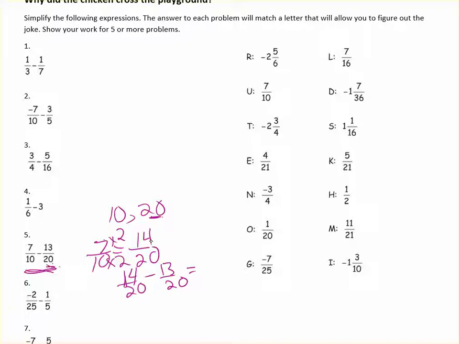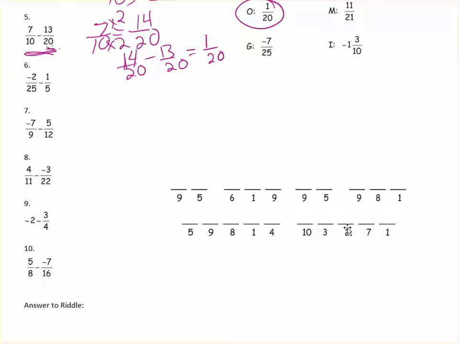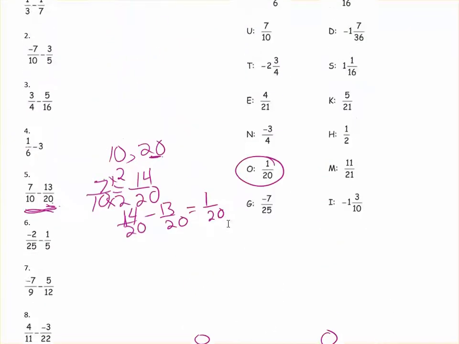And then you only subtract the numerators, so the denominator stays as 20. 14 minus 13 is 1. Right there, it's an O. So for number 5, down below, you'll look for 5. You'll put an O anytime you see the number 5. Oh, there's a few of them. That was a good one to do.